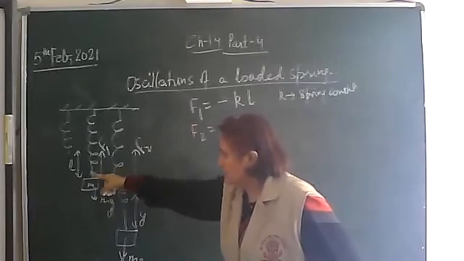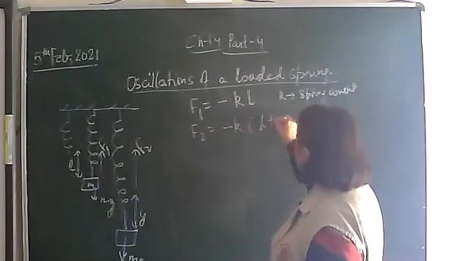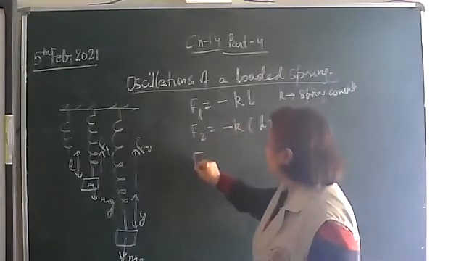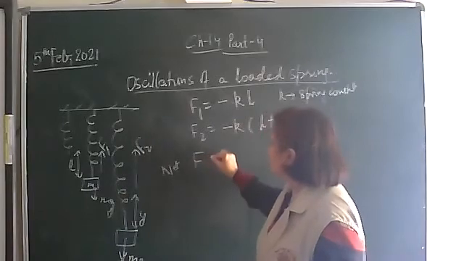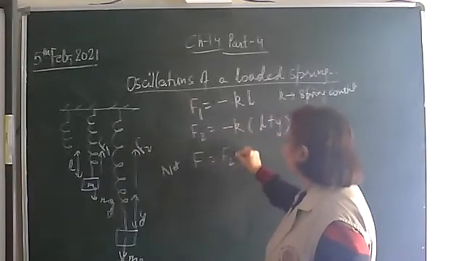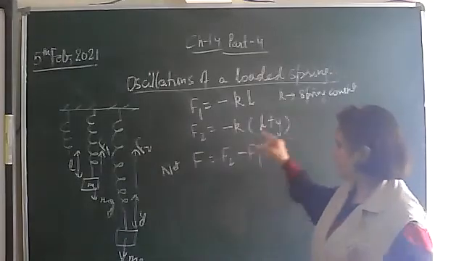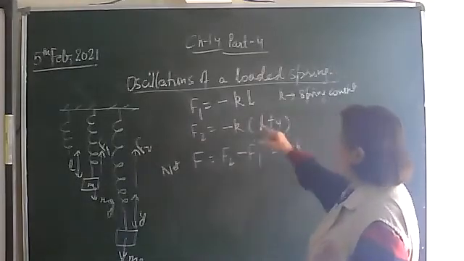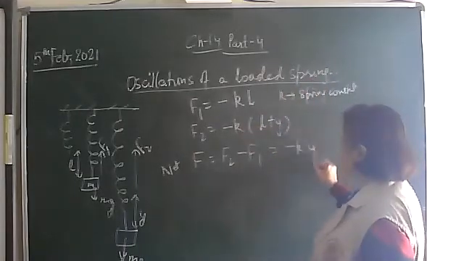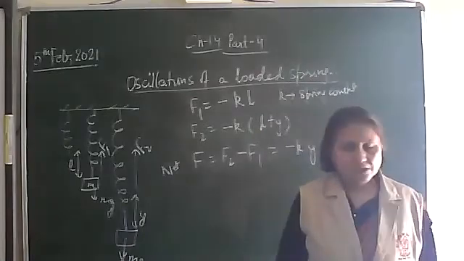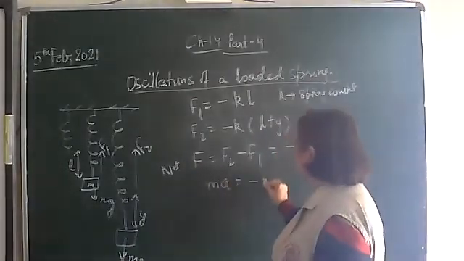What is the total displacement? l plus y. So the net restoring force is equal to F2 minus F1. How much will the net restoring force be? F2 minus F1, that is minus K(l plus y) plus Kl. Minus of minus becomes plus, this cancels out. So what is it? Minus Ky. This net force is equal to mass into acceleration.